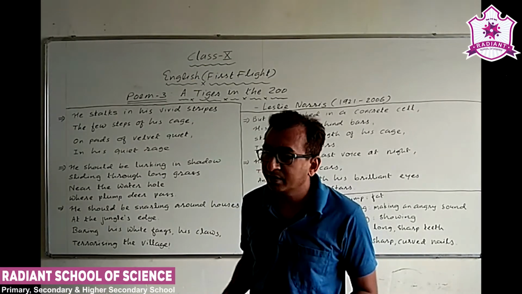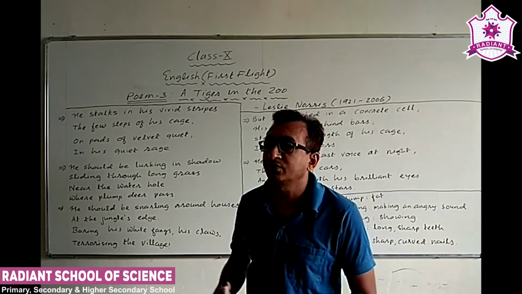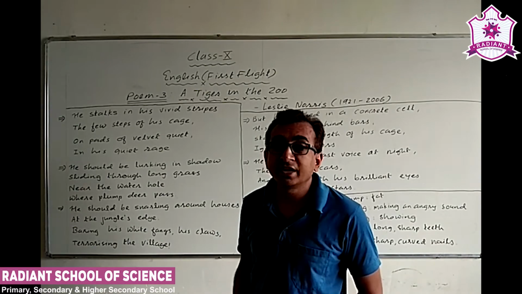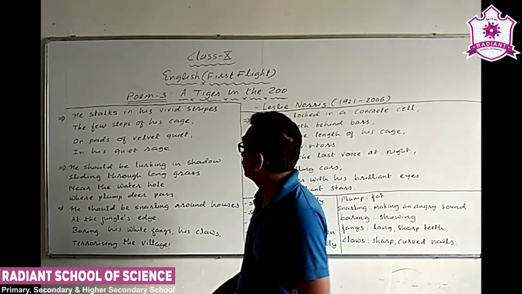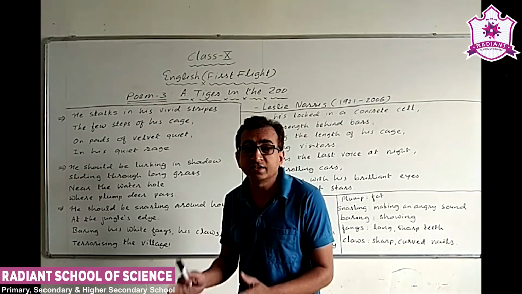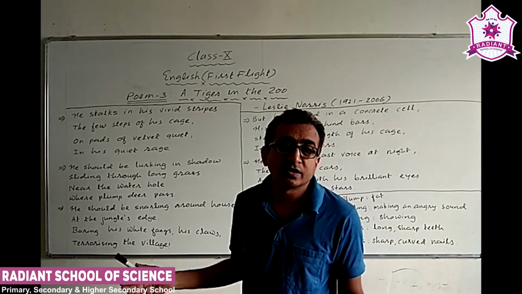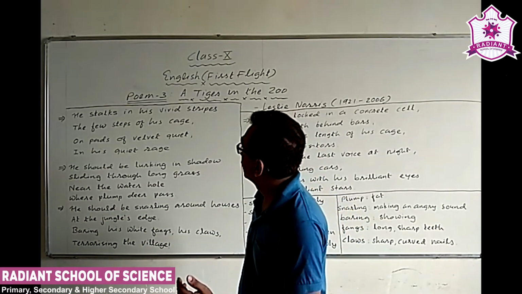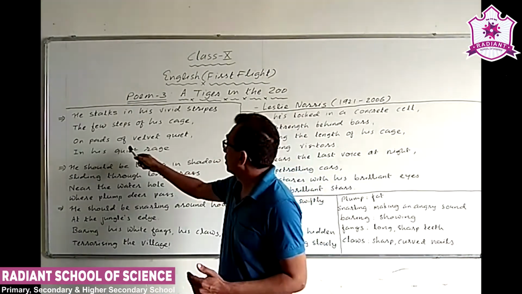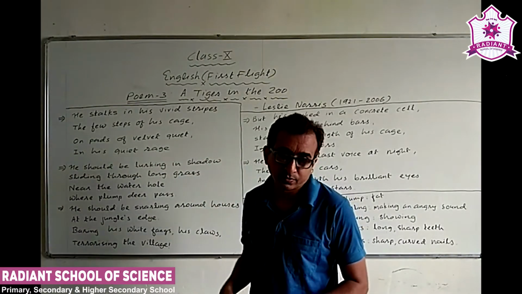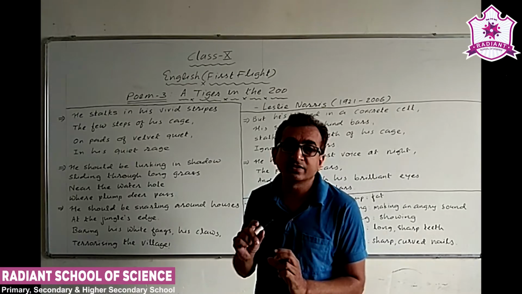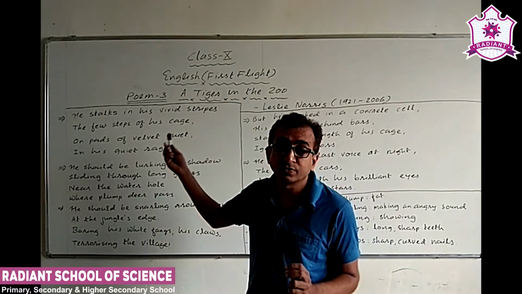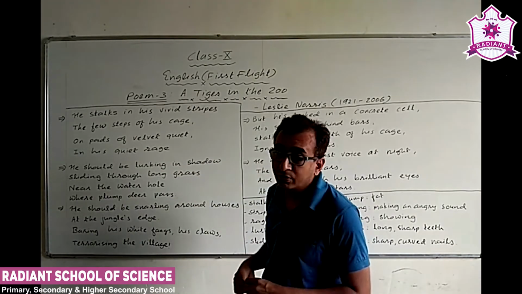Because the tiger has a particularly long stride, he is only able to take a few steps in the cage. In a few steps only, he is able to finish from one end to the other end, and then he comes back from that end to this end. So the few steps of his cage, on pads of velvet. The pads of the tiger have a kind of velvety structure at the bottom. That's why the poet probably has used this word.